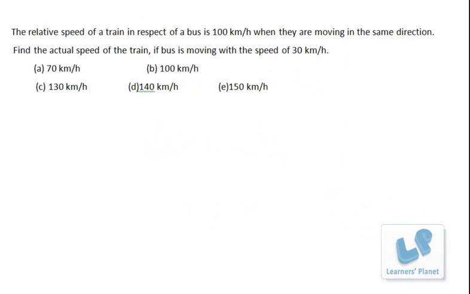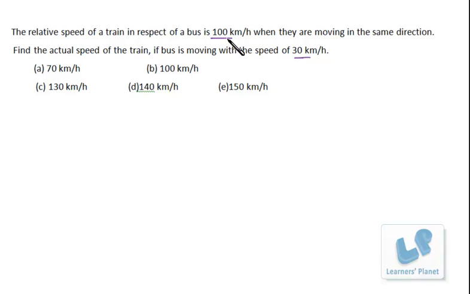Now friends, let's see this problem based on relative speed. The relative speed of a train with respect to a bus is 100 km per hour when they are moving in the same direction. Find the actual speed of the train if the bus is moving with the speed of 30 km per hour. Friends, when two bodies are going in the same direction, the relative speed is the difference between their speeds. Now here the speed of the bus is 30, and the difference between the speed of train and bus is 100.